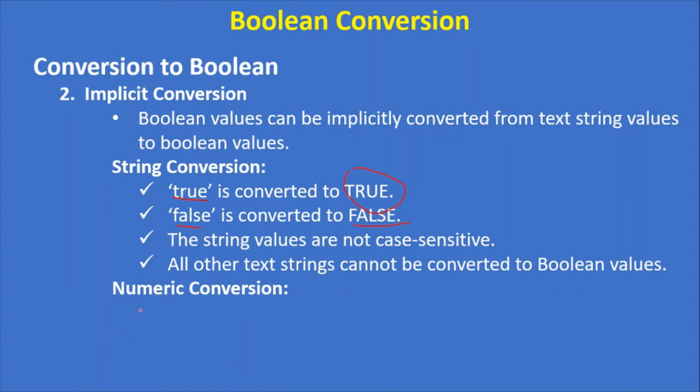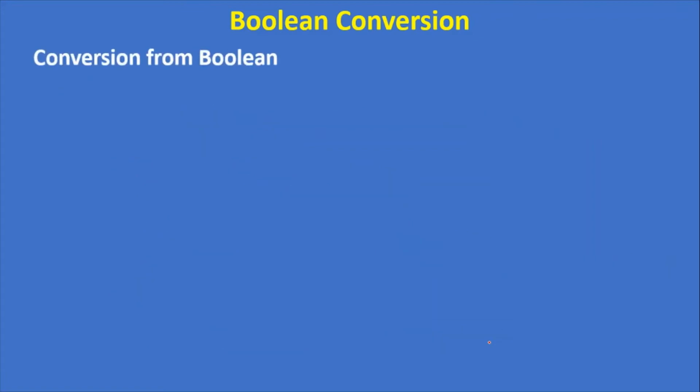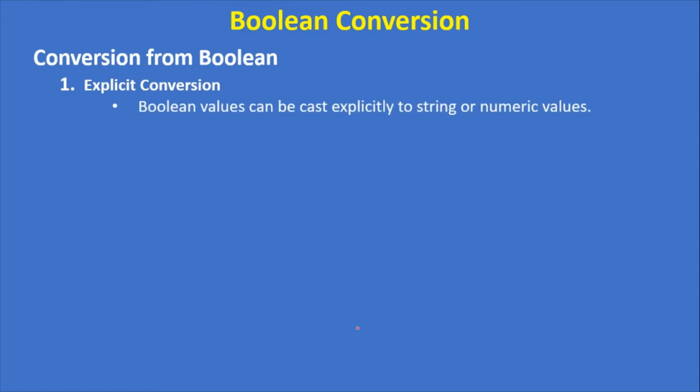Now we are talking about numeric conversion, which is the same. 0 is converted to false, and any non-zero value is converted to true only. Now conversion from Boolean. So far we have seen conversion to Boolean. Now how are we going to convert from Boolean? For this also we have two cases: explicit conversion and implicit conversion. As part of explicit conversion, Boolean values can be cast explicitly to string or numeric values.